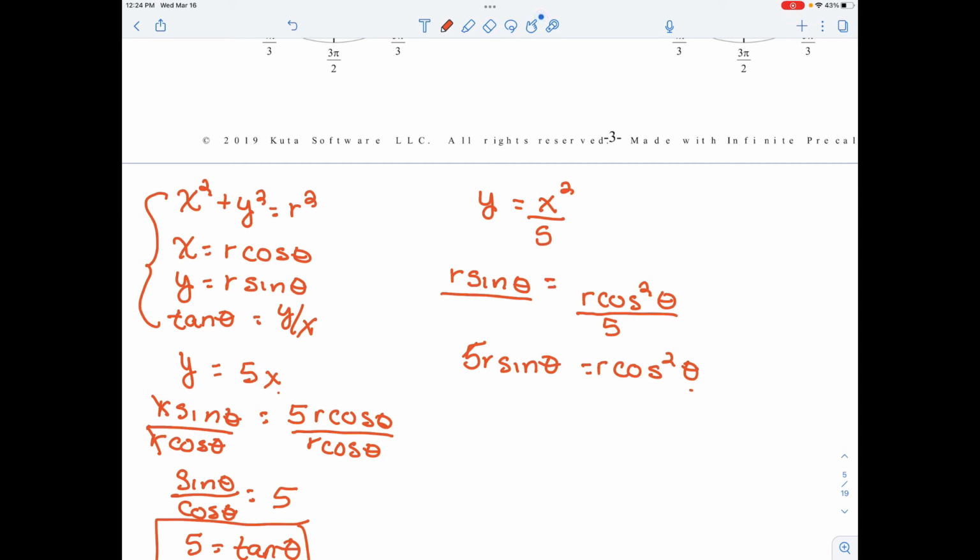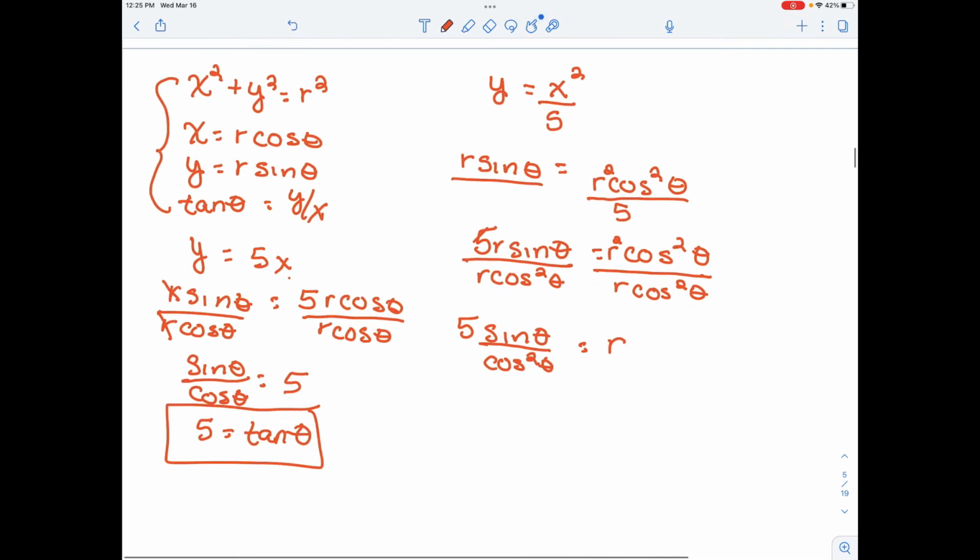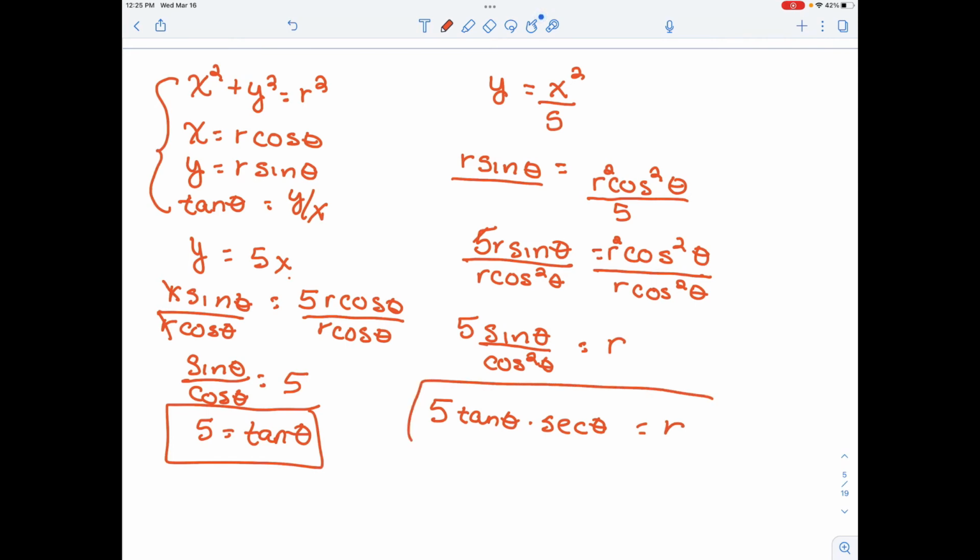Then let's divide by r cosine squared theta, because if I divide by r cosine squared theta, I'm left with r. So if I divide by r cosine squared theta, the r's cancel, and I have 5 sine theta over cosine squared theta, and that's equal to r. And if you wanted to make that look prettier, we can say that this is 5 tan theta times 1 over cosine theta, which is secant theta. And that's equal to r.